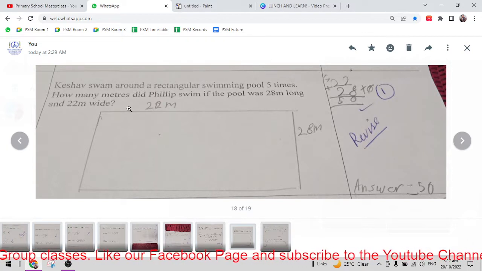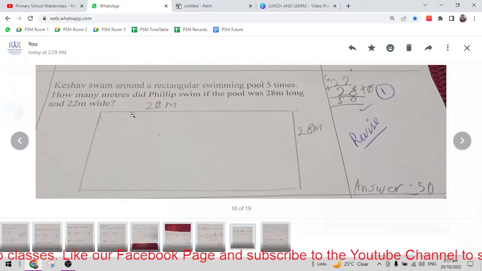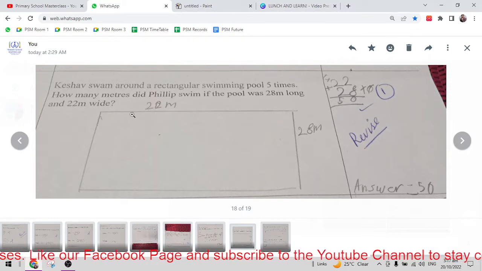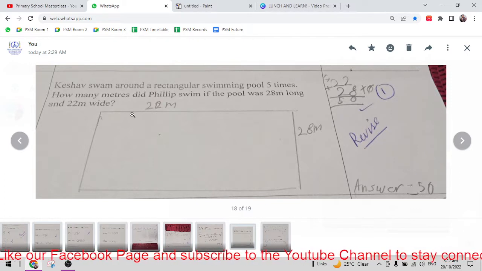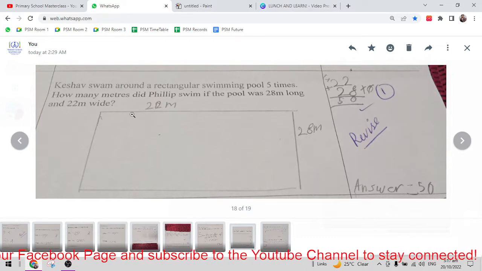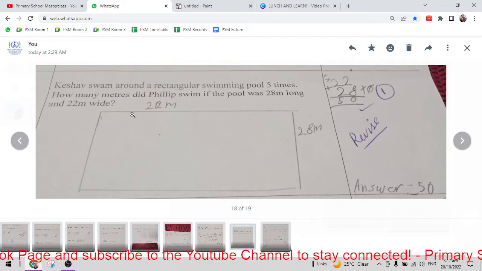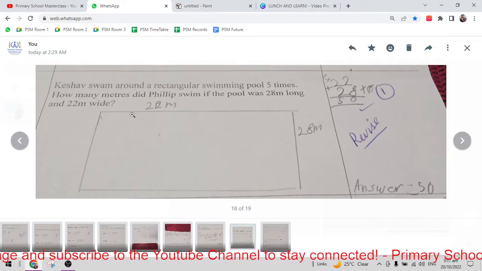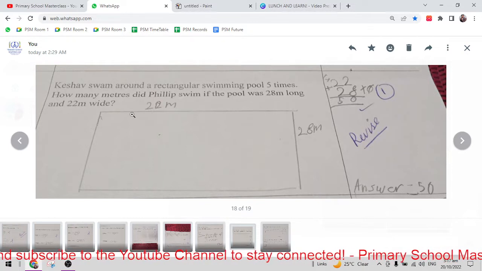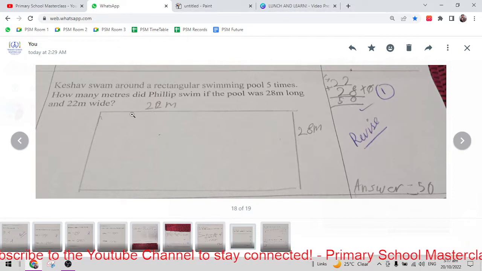Okay, right. So they asked for Philip. I don't think we understand with Keshav. Right? So it says here, how many meters did Philip swim if the pool was 28 meters long and 22 meters wide? Okay, so you still have to find the perimeter of the pool, right?